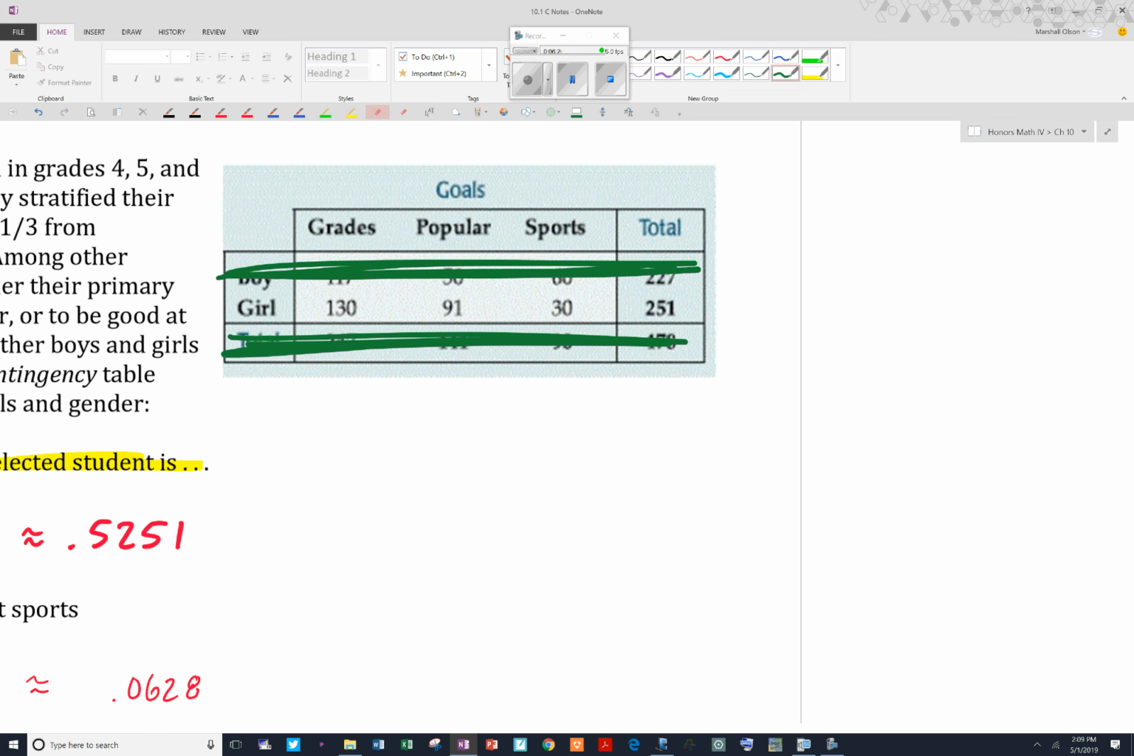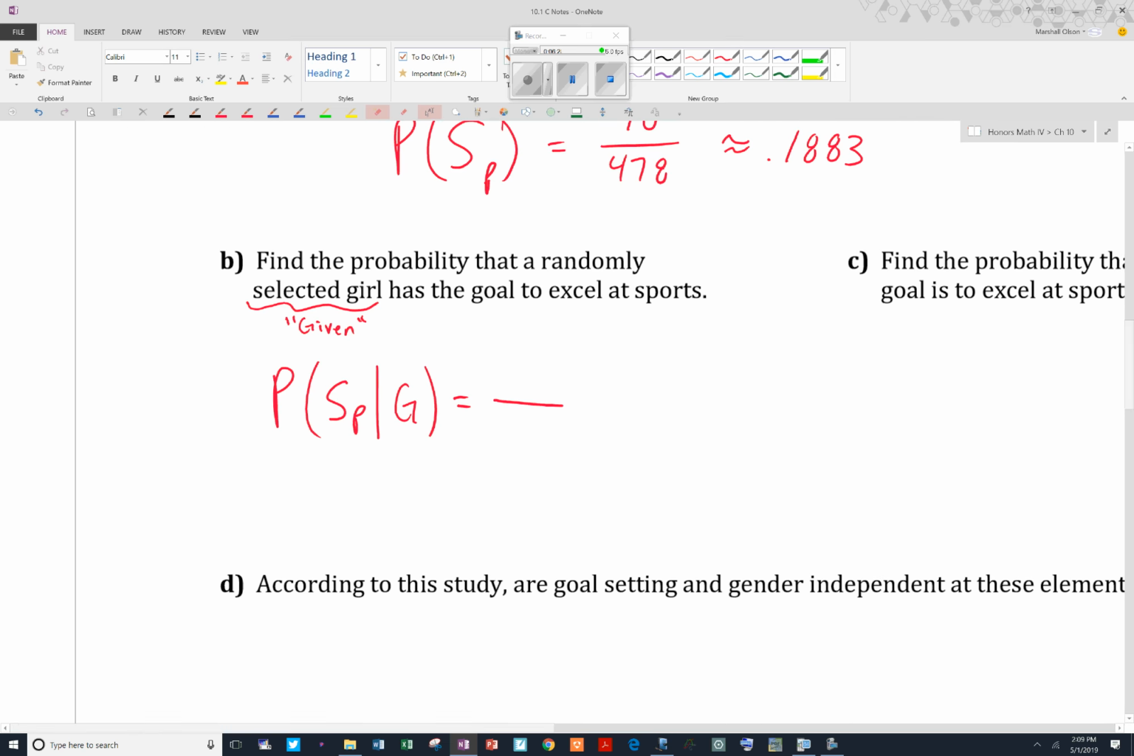What's our denominator going to be? 251. And then what's our numerator going to be? How many girls had a goal to excel at sports? Still that 30 from before. But now it's not 30 over the 478, it's 30 over 251. And the decimal is 0.1195. Okay, are we okay at that?